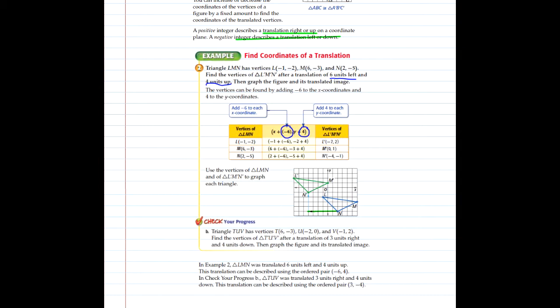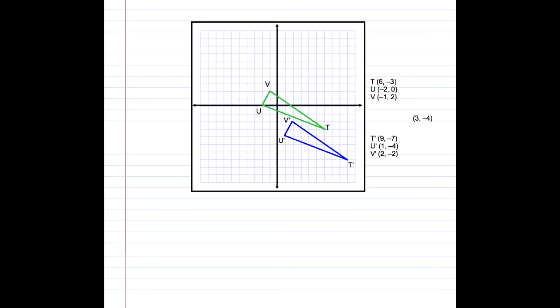Six to the left and up 4. L to L prime, 6 to the left, up 4. Okay? Triangle TUV has vertices (6, -3), (-2, 0), and (-1, 2). Find the vertices of T prime, U prime, V prime after a translation of 3 units right and 4 units down. And I've done that here.